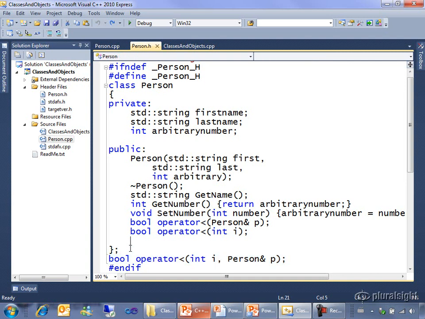I can copy this line, come up here and say friend, and then paste the line. This doesn't declare a function. I still have to declare it down here. What it does is it says this is an exception to the rules about what is private and what is public. It doesn't make operator less than that takes an integer and a person somehow a member function of person, but it does give it those privileges.